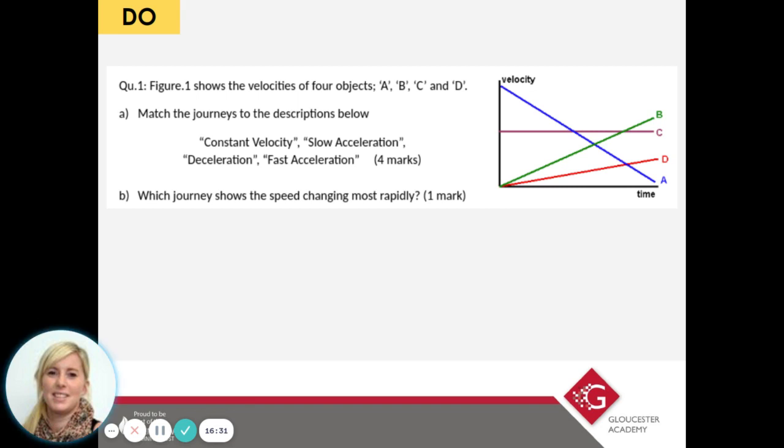Okay, so on this next task, you've got these 4 lines, A, B, C, and D in their different colours, and you need to match the journey to the description below. One of the lines is constant velocity, one of them is slow acceleration, one of them is deceleration, and one of them is fast acceleration. So can you write in your books A, B, C, D, and then next to them one of those key terms? And then when you've done that, which journey shows the speed changing most rapidly? Which one has the highest acceleration? Whichever one you work out as the fastest acceleration, it'll probably be that one. So pause the video and come back when you've worked that out.